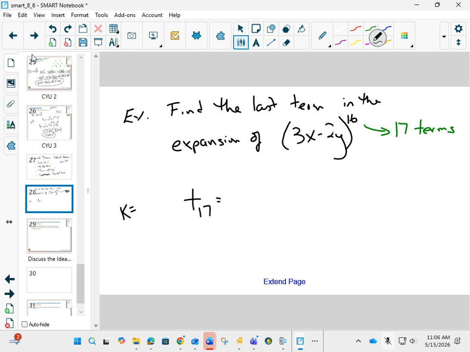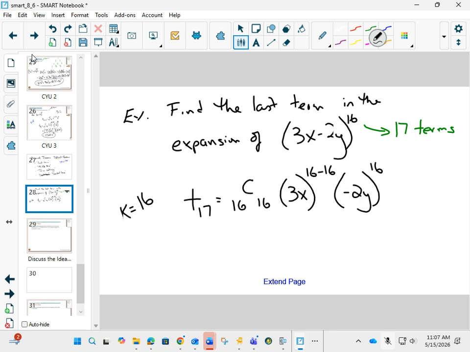K then would be 16. Now, if you know how these work, you could do a shortcut for this one, but if you use the formula, it's going to be 16 choose 16, because you get the 16 from the end. First term to the 16 minus 16, second term to the 16. Figure out each of these separately.